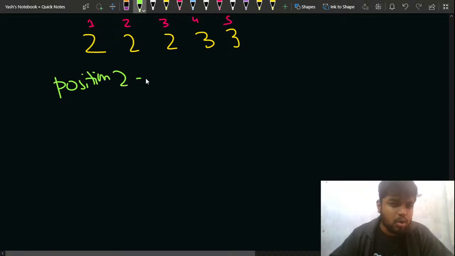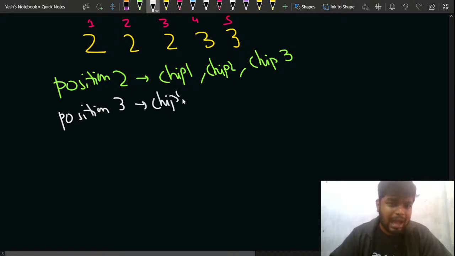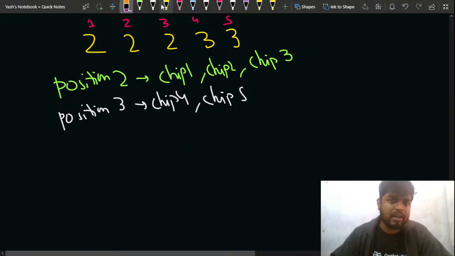At position 2, chip number 1 is there, then chip number 2, then chip number 3. That is one thing you need to notice. At position number 3, which chips are there? Chip number 4 and chip number 5, right? So let's draw a simpler, smaller array.